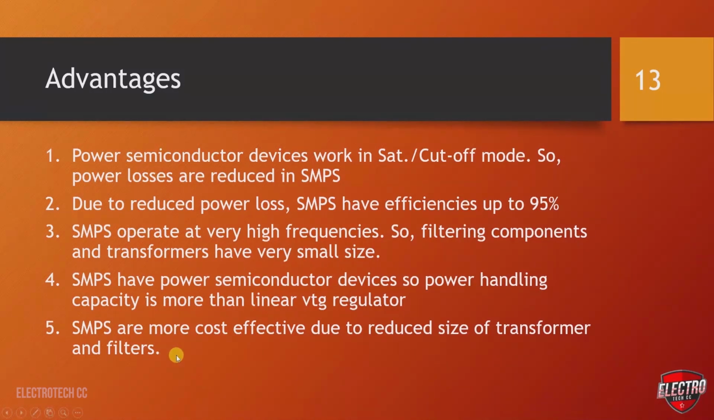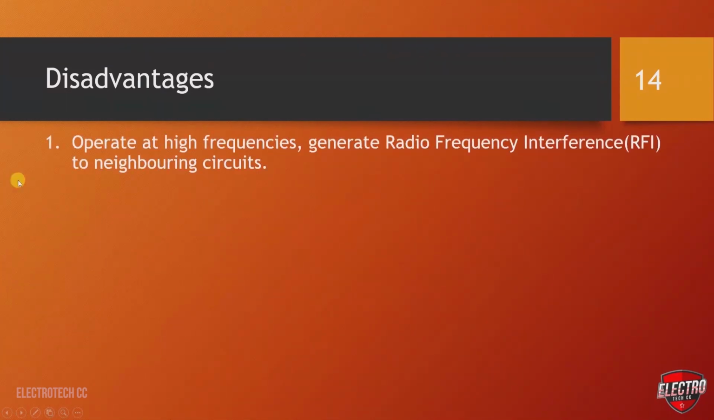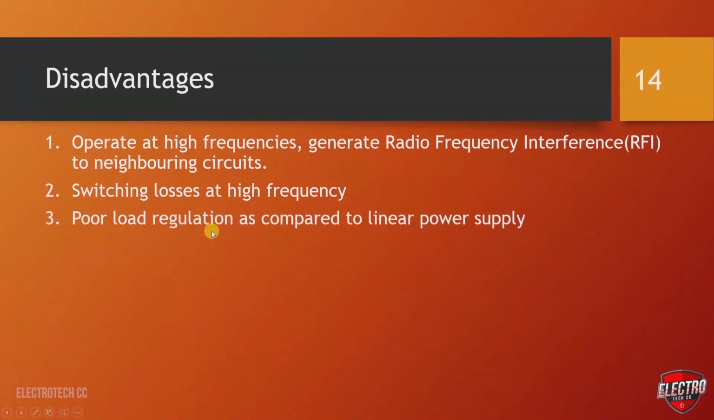But there are disadvantages. First, it operates at high frequency. That's why there is RFI, that is radio frequency interference, to neighboring circuits. Second, there is switching loss at very high frequency. The third disadvantage is poor overload regulation as compared to linear power supply.